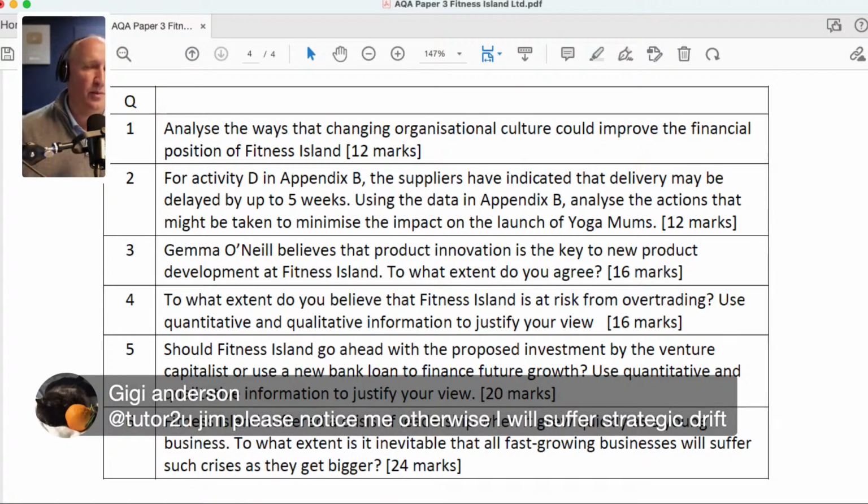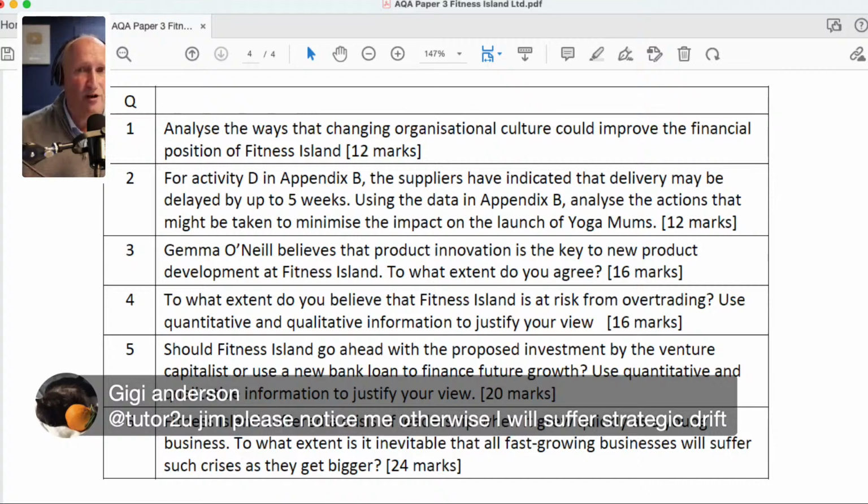So, for example, I would then explain how, by employing specialist financial managers who would implement proper accounting systems and budgeting systems, investigating variances, that would enable Fitness Island to tackle the adverse cost variances that the case study mentioned, a consequence of which should be better control over costs, which should therefore lead to improved financial performance.